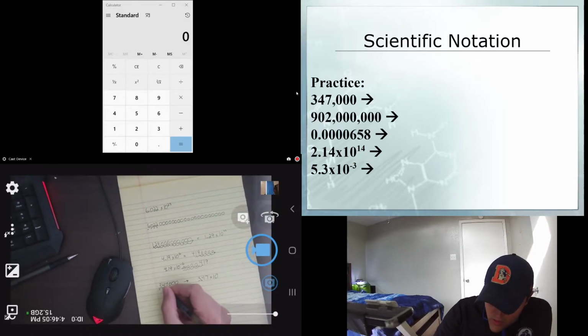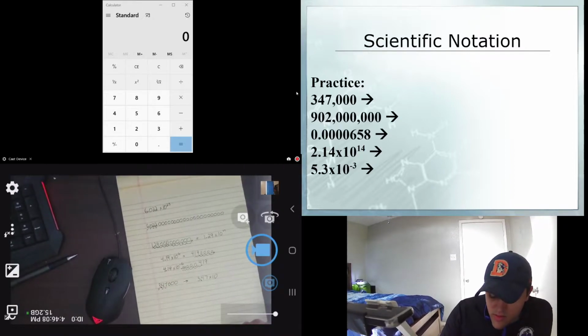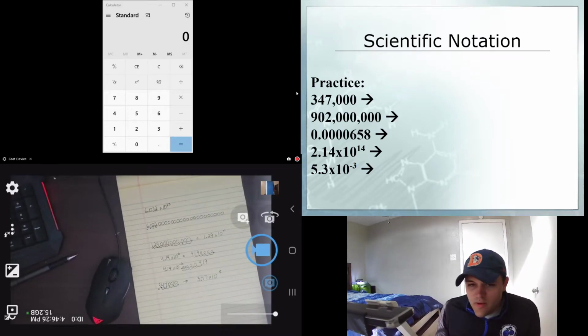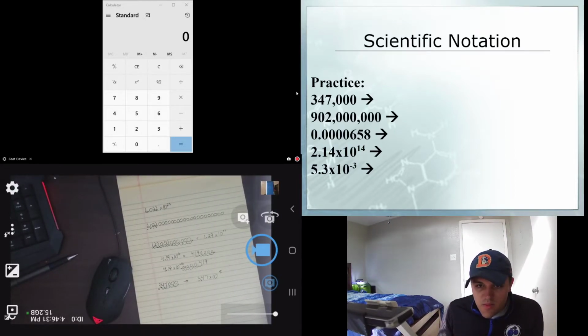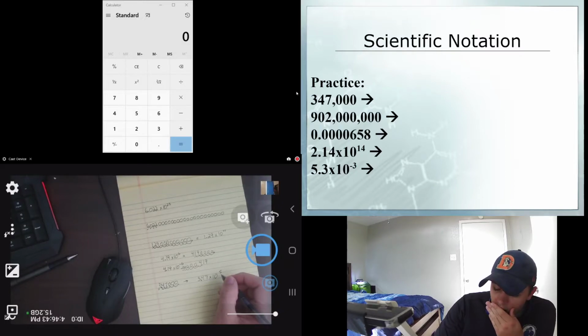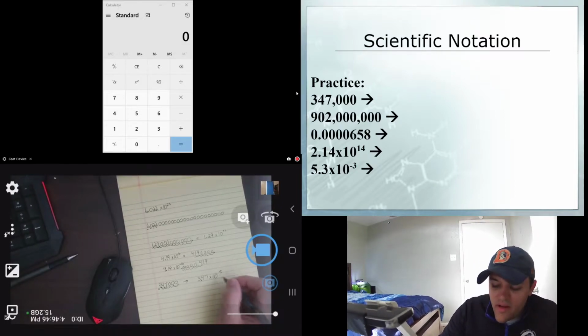So if we come back to our original number and say, this is where we decided to put our decimal, how many jumps do we need to make to get back to where the decimal was originally? We can count them up. Go 1, 2, 3, 4, 5. So it's times 10 to the 5. And then the last thing is determining whether it is a positive 5 or a negative 5 for our power. And this is a large number, 347,000. It's larger than 1. So this is going to be a positive 5 here in the exponent.